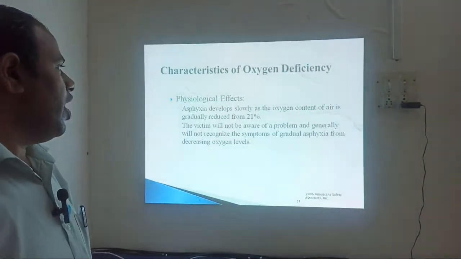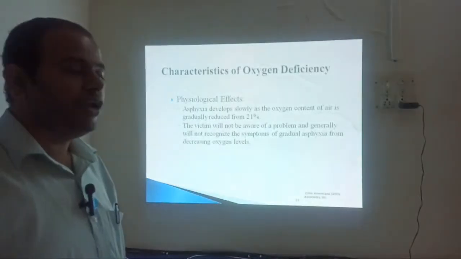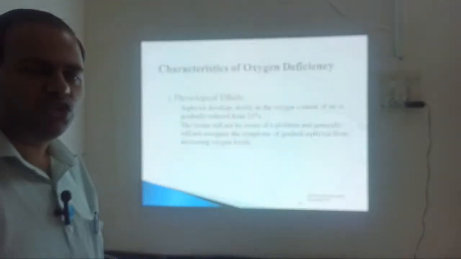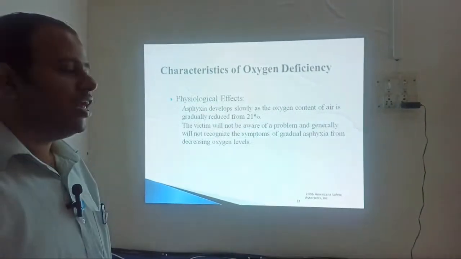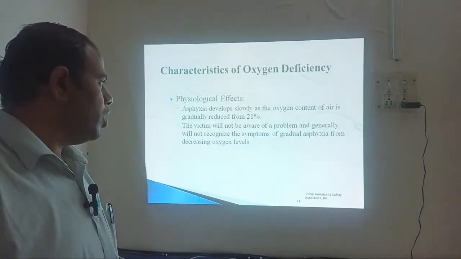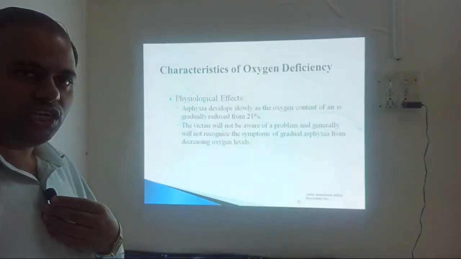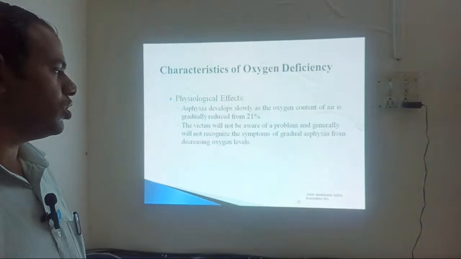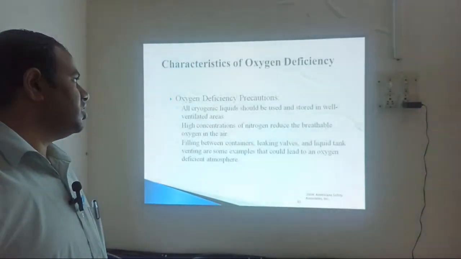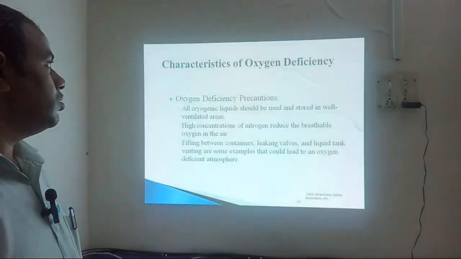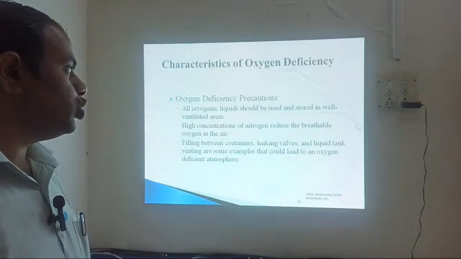So asphyxia will develop slowly as the oxygen content of the air reduces from 21%. Generally, it is 21%, and if it is reducing, then asphyxia will be there. There will be slight nausea also, and the person will not be able to breathe properly. So such kinds of conditions are there when oxygen deficiency arises. Okay, so now, how does oxygen deficiency occur and what should you do?